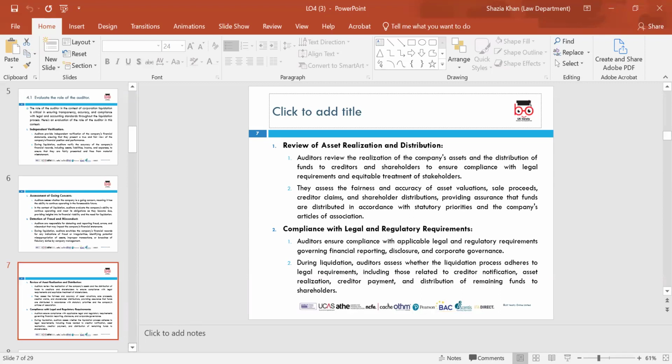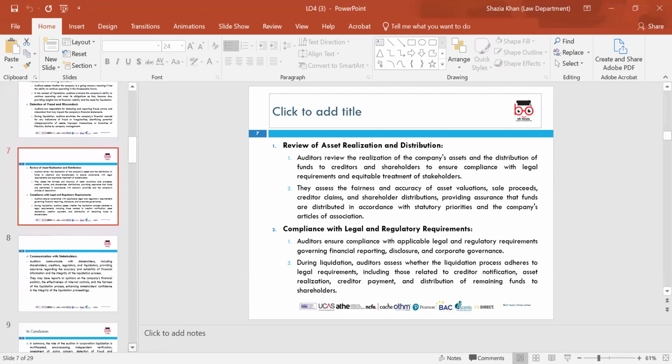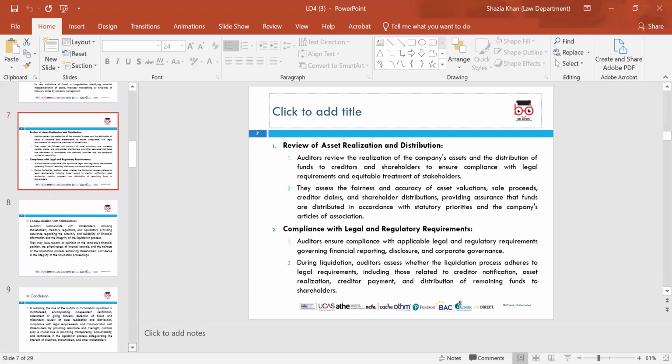Compliance with legal and regulatory requirements. Auditors ensure compliance with applicable legal and regulatory requirements governing financial reporting, disclosure, and corporate governance. During liquidation, auditors assess whether the liquidation process adheres to legal requirements, including those related to creditor notification, asset realization, creditor payment, and distribution of remaining funds to shareholders.